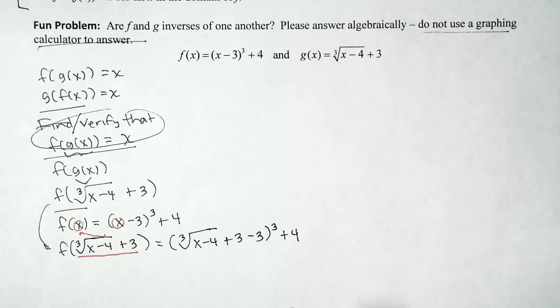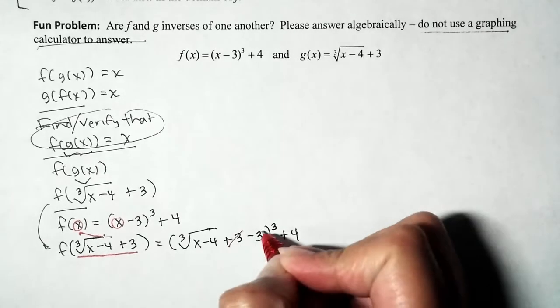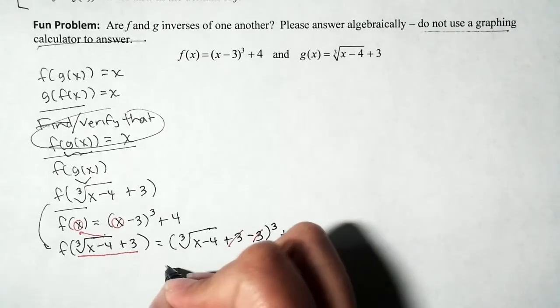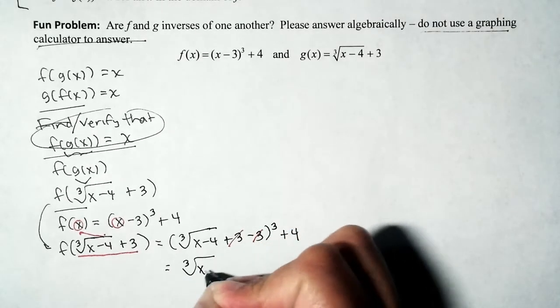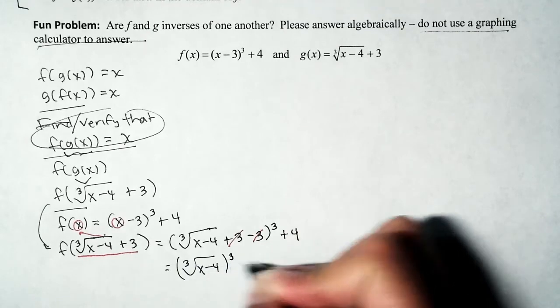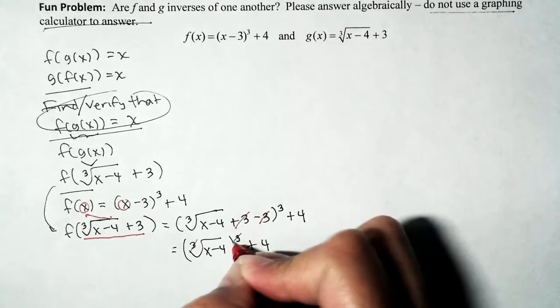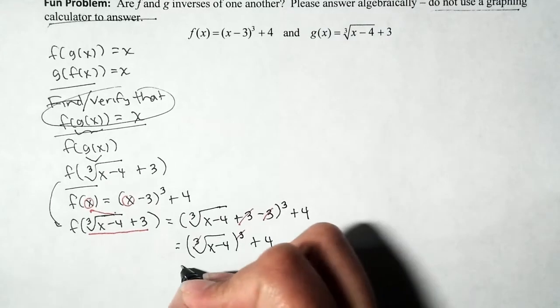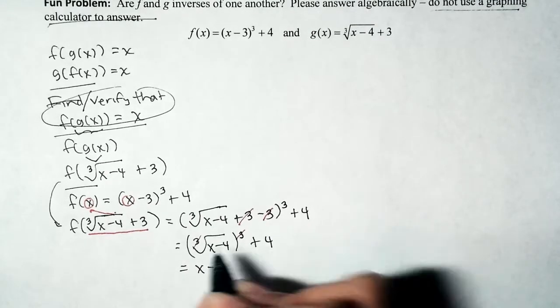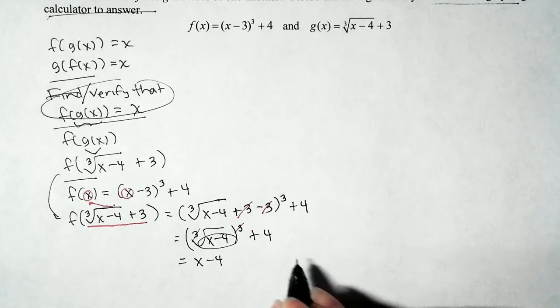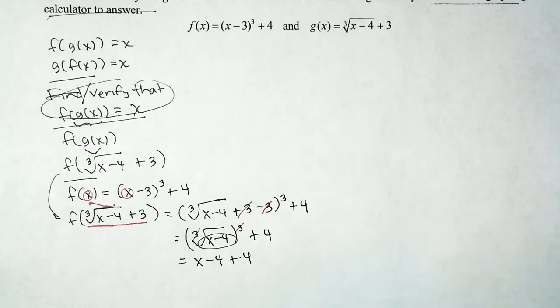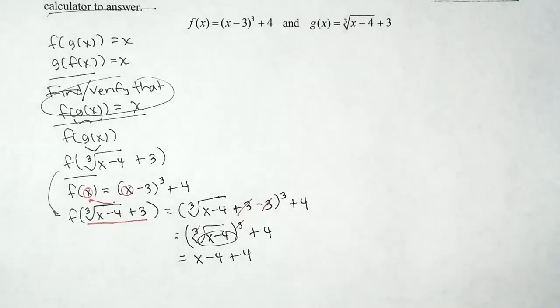Okay, when we combine the like terms within the grouping symbol, the sum of 3 and negative 3 will give us 0, or we say they cancel out, and that will leave us with cube root of x minus 4 raised to the 3rd power plus 4. We take our time: index is 3, power is 3, so they undo each other, and that will leave us with x minus 4, the radicand. So that will leave us with the radicand of x minus 4, in this case increased by 4. The sum of negative 4 and 4 will give us 0, and that will leave us with x.